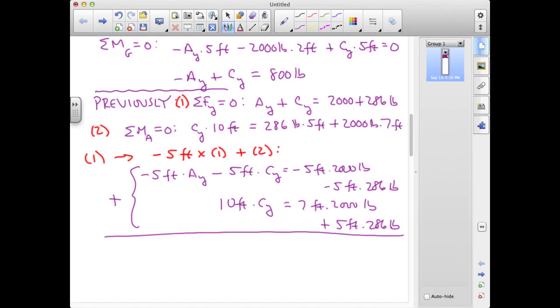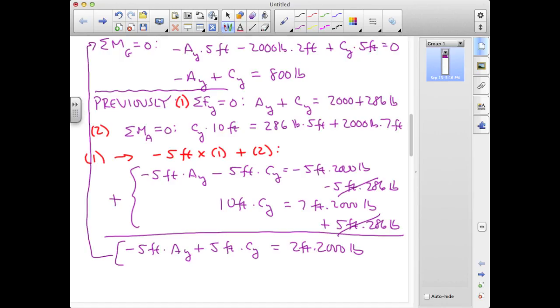Adding those two equations together gives me minus 5 feet times AY plus 5 feet times CY equals 2 feet times 2,000 pounds. But if you look closely, this new equation is exactly what we had when we took moments about G.